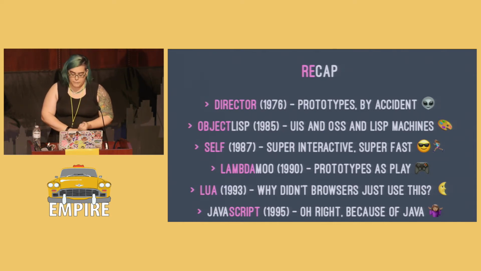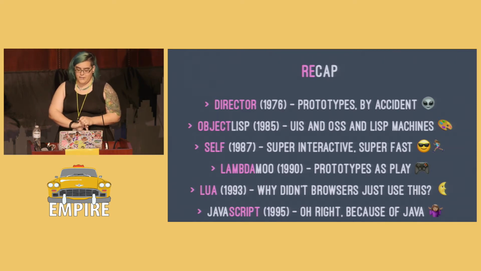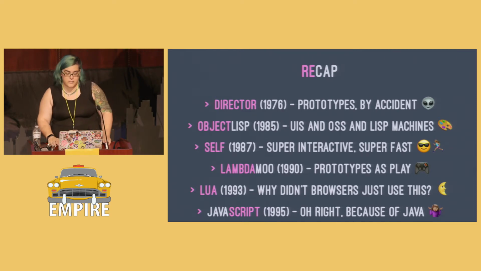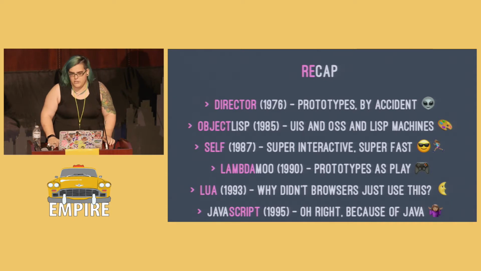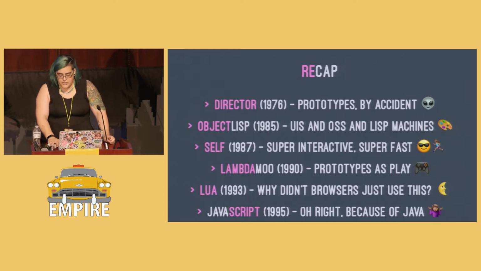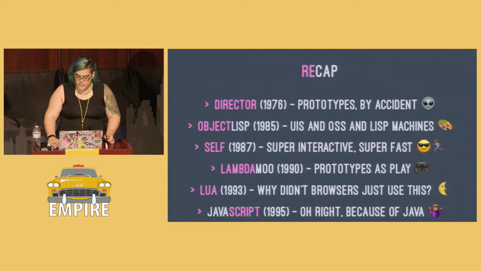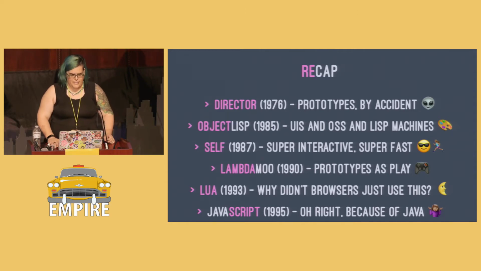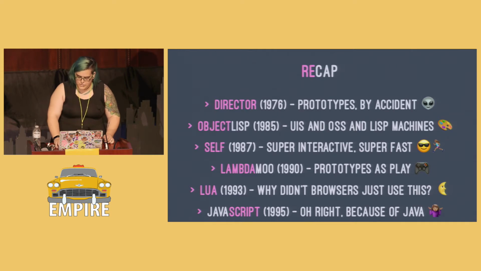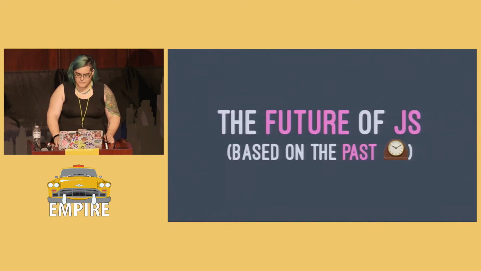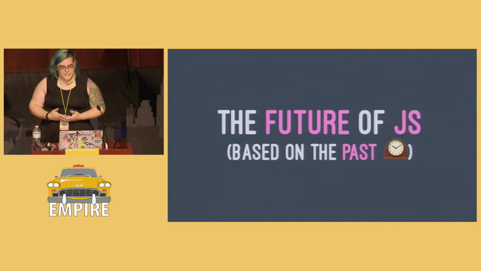LambdaMOO was made by some Self people, and it made it easy for an entire online community to craft a world and tell their stories together without having to learn a lot about coding. Lua is used by a bunch of game devs. It's fast, semantically very close to JavaScript, and it's probably the second most popular prototype programming language. And finally, JavaScript is the thing this whole conference is about, as I've said, I think 4 times now. And you should go to the other talks to learn more about it. So that's it. That's my little overview.